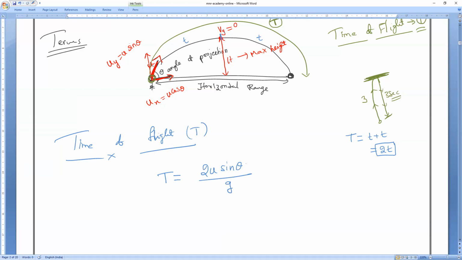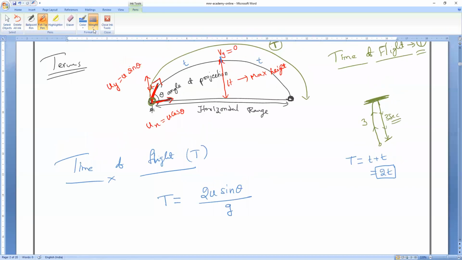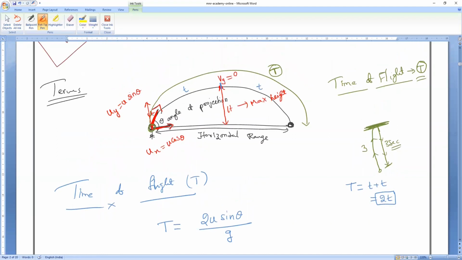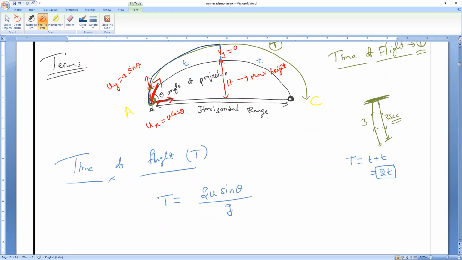Now, if you notice here, let me take the three points with a different color. As I told you, to reach the maximum height it will take the time T. Let me consider this point as A, this point as B, and this point as C. First, if I find the journey from A to B, then B to C is exactly the same. Yes or no, guys?